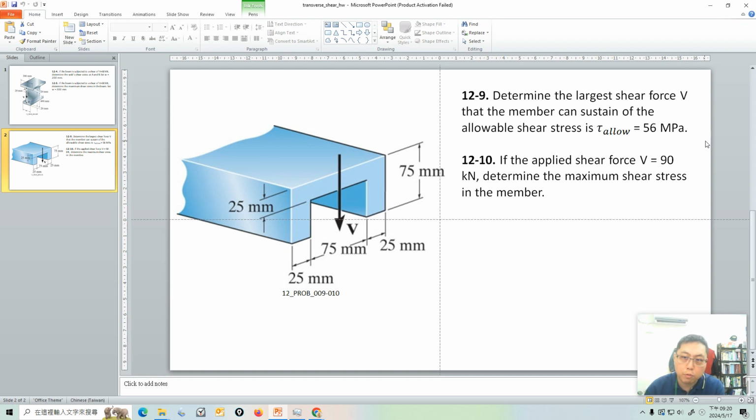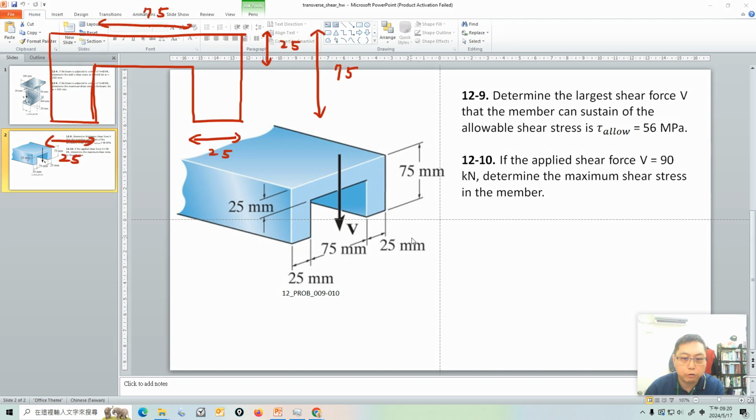Okay, so for this problem, it's not a difficult problem, but I believe for shear force in beams you need more demonstration. I draw the cross section of this beam here, and don't forget the relationship between the shear force and the transverse shear stress in the beam. The shear stress equals VQ over IT. Don't forget this. The next question is the largest shear force.